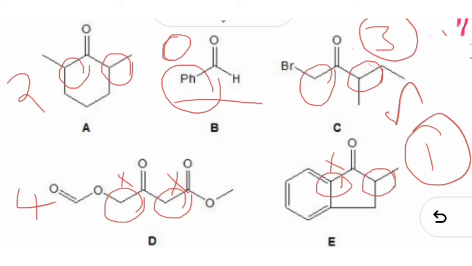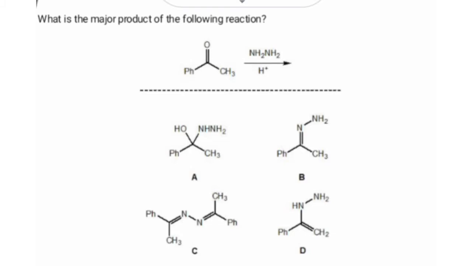So you just go for the alpha carbon, then count the number of hydrogen atoms connected to that alpha carbon. This is our next question. What is the major product of the following reaction?